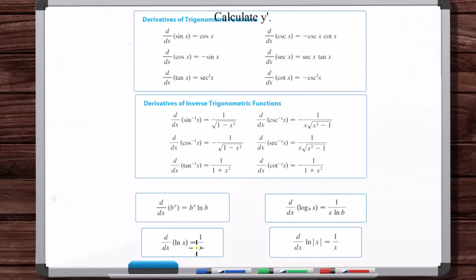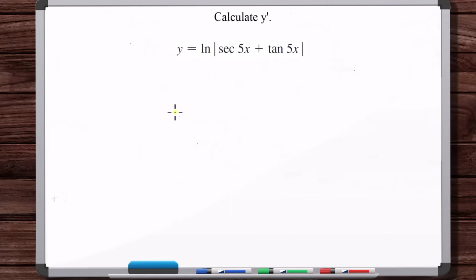See, the derivative of natural log of x is 1 over x, and the derivative of natural log of absolute value of x is just 1 over x. So the derivative of the natural log of the absolute value of something is just 1 over that something, times the derivative of that something. Now we want to put a big bracket here because all of this is multiplying this here. Okay, what is the derivative of secant 5x plus tangent 5x? We're not done with the chain rule, actually. We've got each of these, we'll have to use the chain rule.